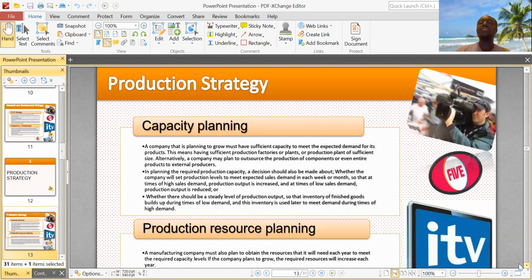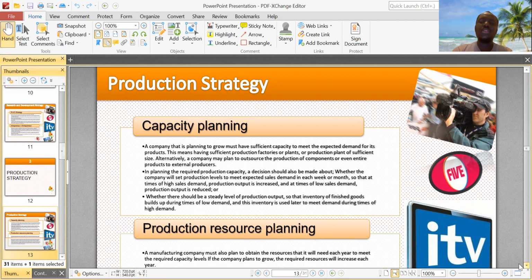Now let's move on to production strategy. Let's talk about capacity planning first. You can't talk about production strategy without capacity planning. A company that is planning to grow must have sufficient capacity. Growth stems from capacity. You can't grow beyond what you are capable of handling. So growth comes out of capacity. You can't grow beyond your capacity.